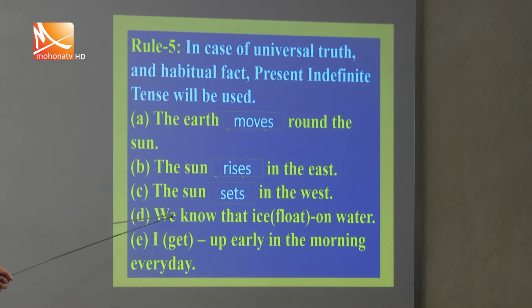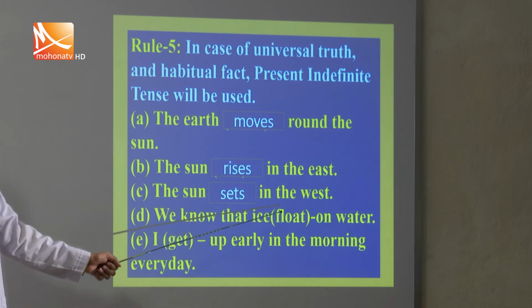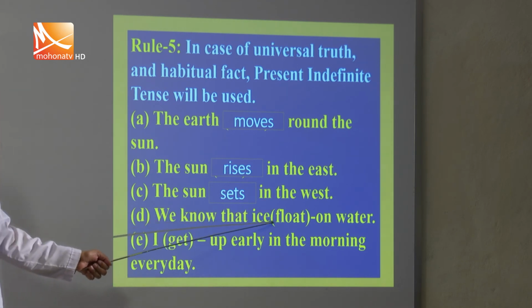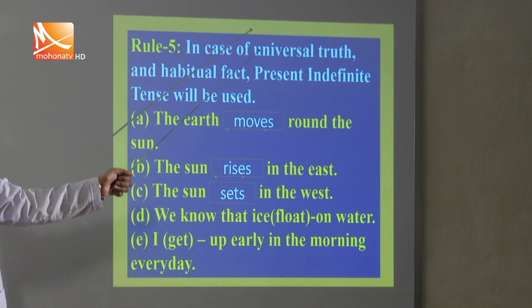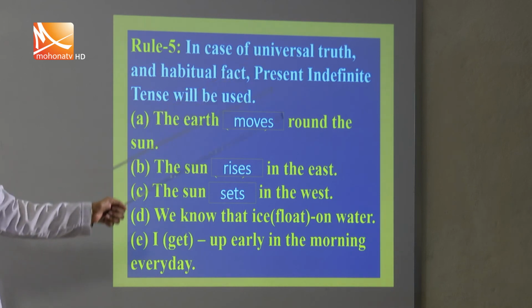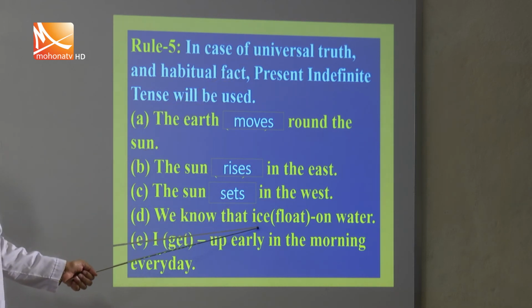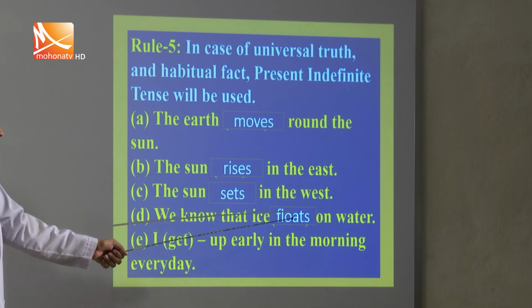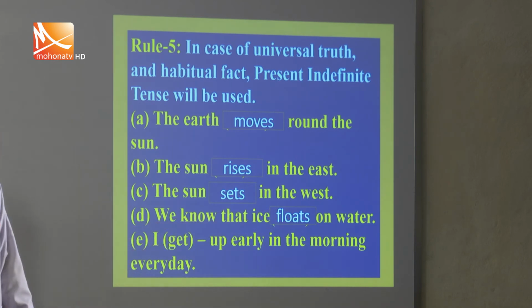And next sentence, we know that ice float on water. This is also a universal truth. So, ice is third person singular number, we have to use s or es with the verb. So, we know that ice floats on water.